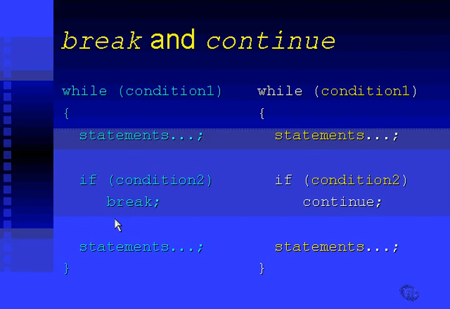We go around the loop again, and they might get executed next time, but only if condition number 2 is false. Because if condition number 2 is false, then we don't execute the continue, so we continue on and hit the second set of statements. I hope that makes sense.